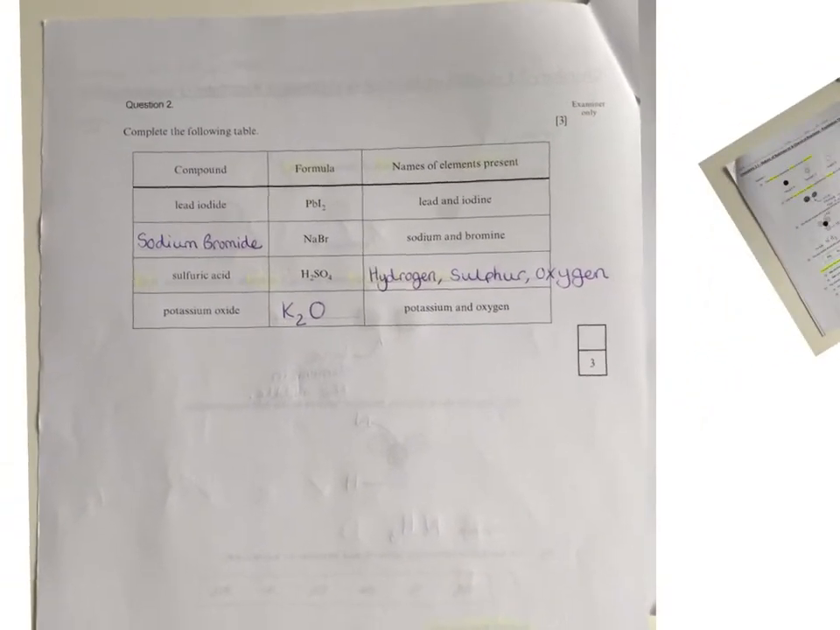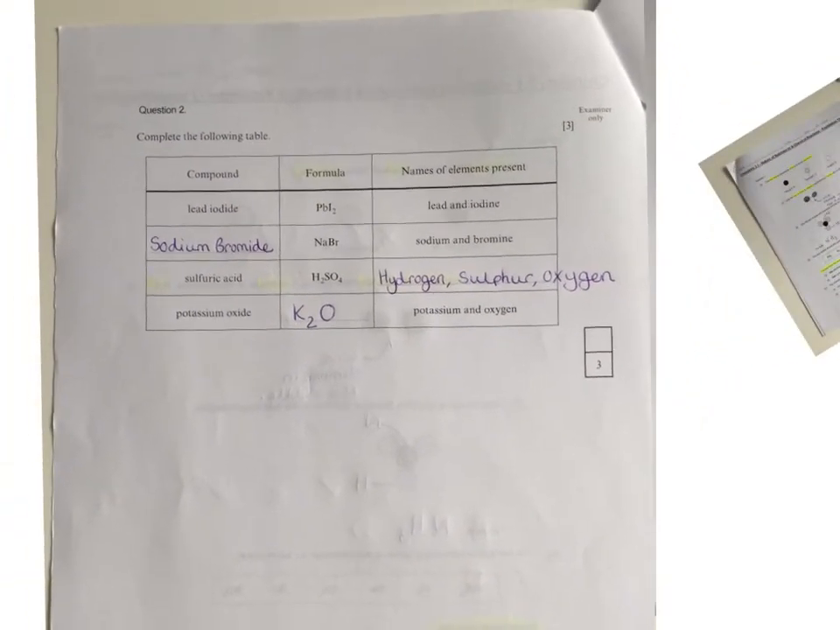Question 2 then gives you a nice table, and it's talking about ionic compounds, and you're asked to name or talk about the chemicals that make them up. So sodium plus bromine goes to sodium bromide. You just change the N to a D. Sulfuric acid is asking you to name what elements are present, so you could use the periodic table to help you. It's got hydrogen, sulfur and oxygen that make it up. Final question then, to draw the formula for potassium oxide.